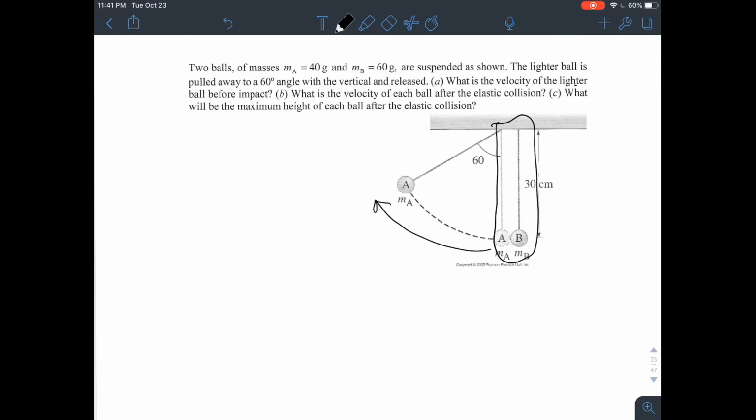So first of all, it asks what is the velocity of the lighter ball, which is ball A, lighter than ball B because ball A is 40 grams and ball B is 60 grams. So they're asking what is the velocity of ball A before impact. Well, we haven't gotten into collision, so just before impact it's simple: somebody lifted it up and they dropped it down. That should give it some speed. What would that be?